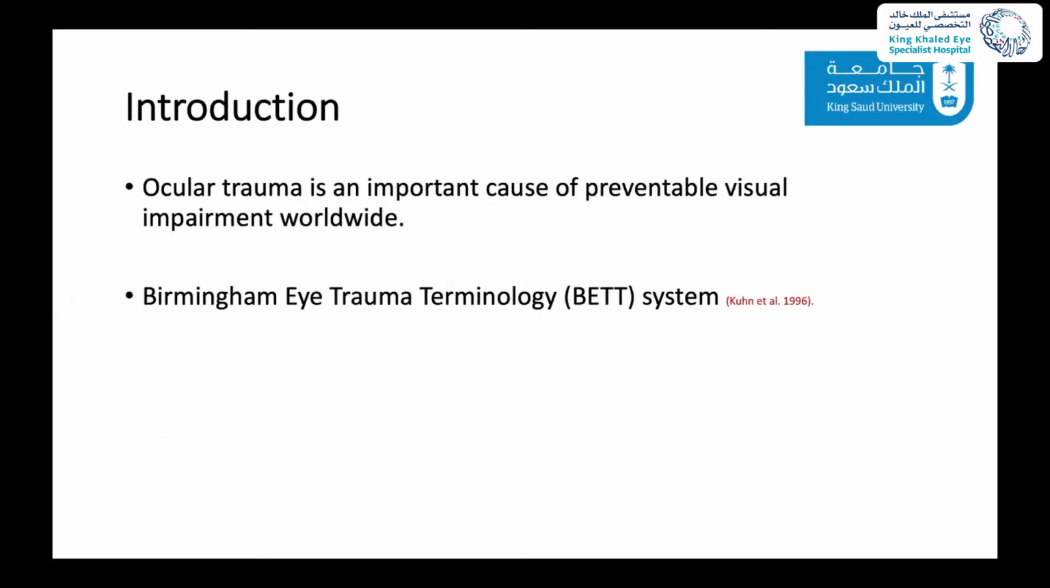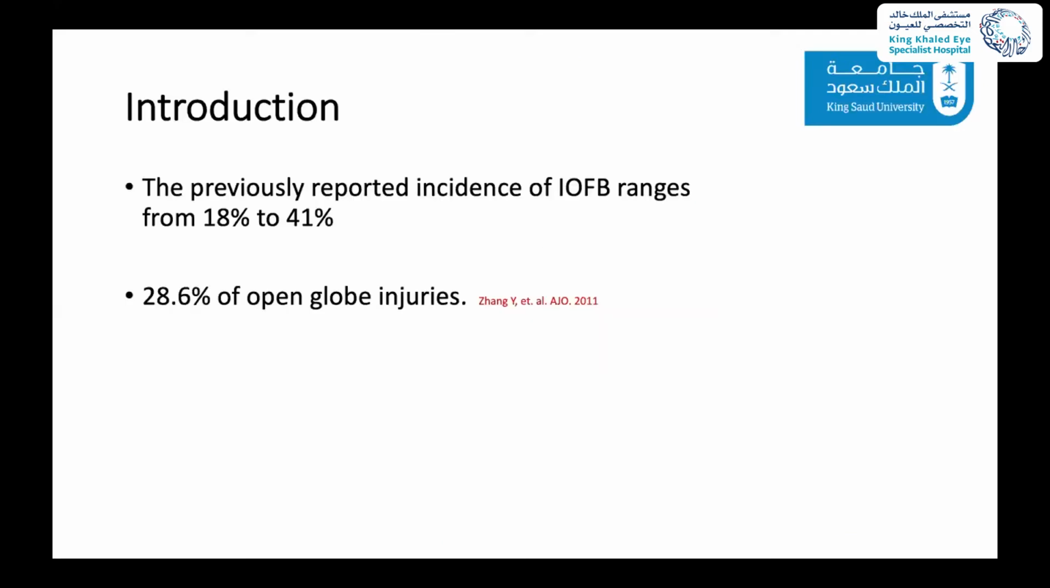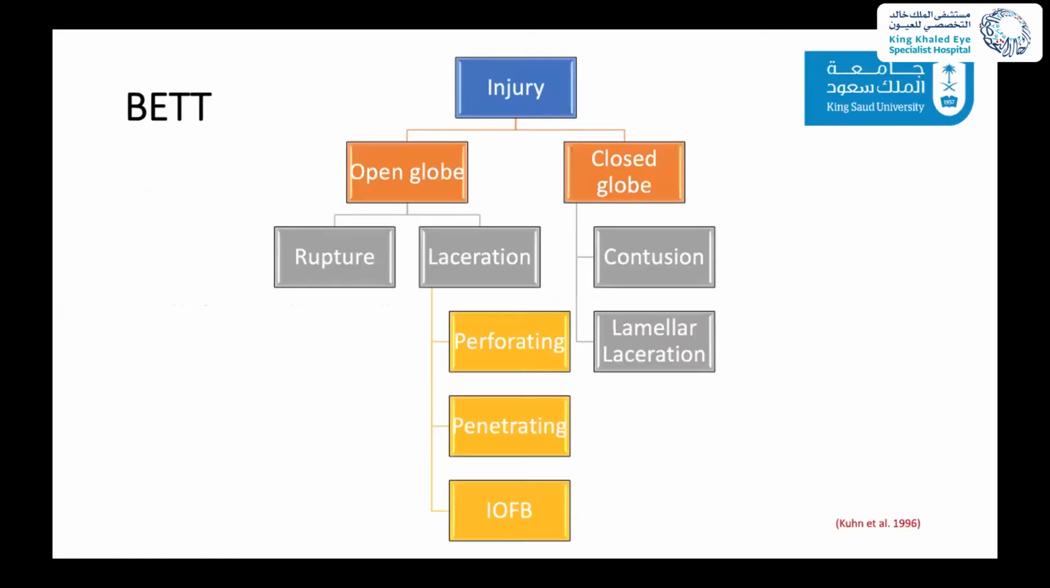Ocular trauma is an important cause of preventable visual impairment worldwide. To describe ocular trauma, we go by the Birmingham eye trauma terminology. Intraocular foreign bodies or retained foreign objects are a subset of penetrating injuries when there is an entrance wound without an exit wound. When there is an exit wound, we refer to it as perforating injuries.